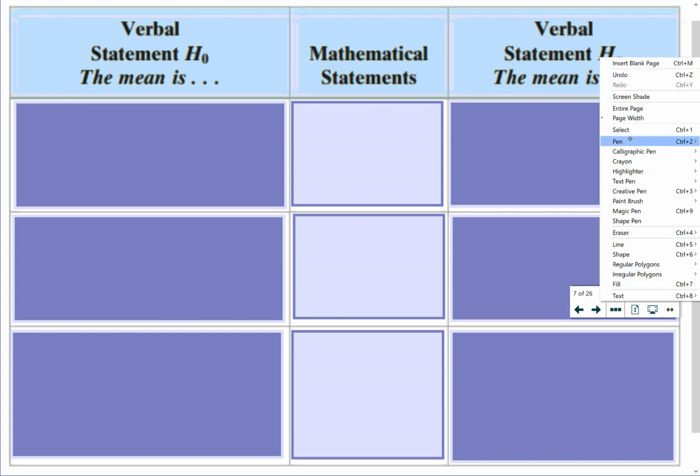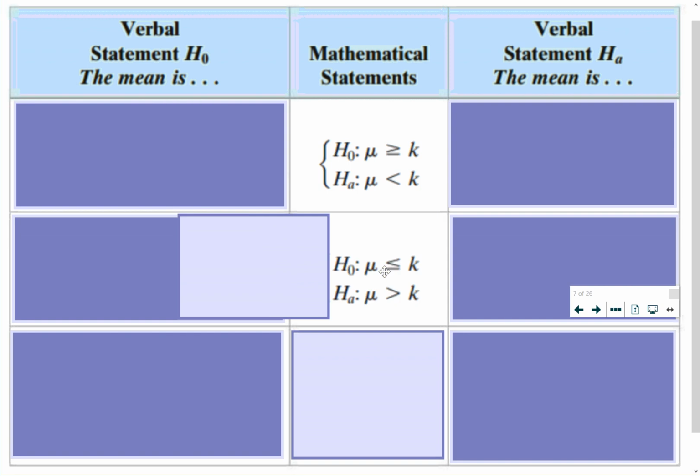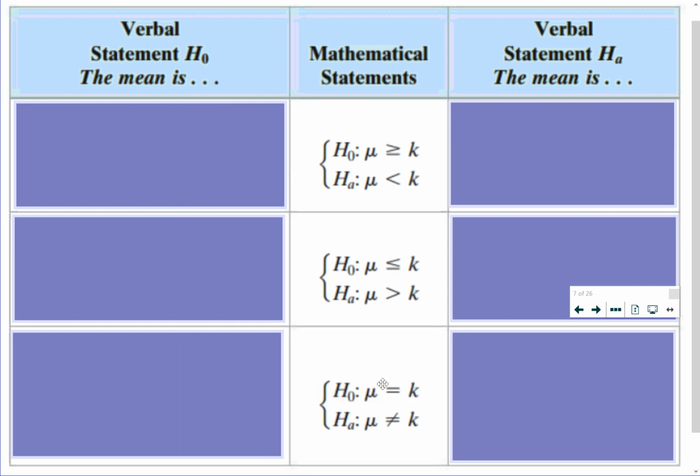There are three pieces in the middle we're going to fill out first. These are the three ways our null and alternative can look, what we talked about with the number line. So the null can be greater than or equal to, and the alternative can be less than. The null can be less than or equal to, and the alternative can be greater than. And these are all written with population mean, but it can be any population parameter. And then the last one is the null could be equal to, and the alternative could be not equal to.